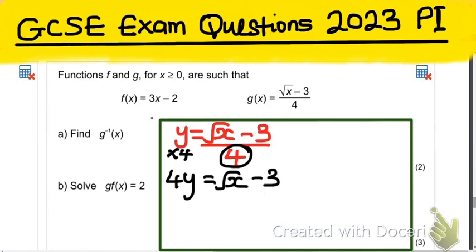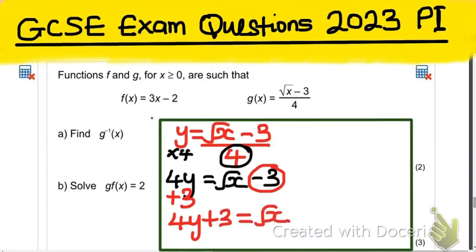Remember, I'm making x the subject. I'm going to get rid of this, write down the inverse, which is add 3 on both sides. Recopy, I'm going to have 4y plus 3 is equal to root x. Can you see? Keep going, you're getting there. I'm going to get rid of my root, write down the inverse, which is square. So I'm going to have 4y plus 3, everything squared, is equal to x.